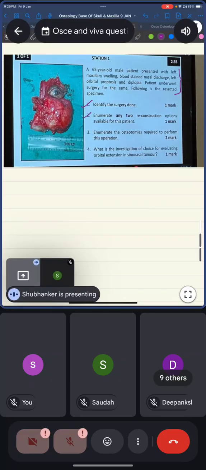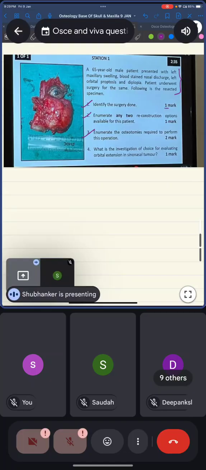ठीक है. अच्छा. Name any two recon options that are available for this patient. We already saw it previously. Okay. DCIA flap, rectus flap, free fibula flap, radial flap. But we saw it. Okay. Now comes the third and important question. Enumerate the osteotomies required to perform this operation.